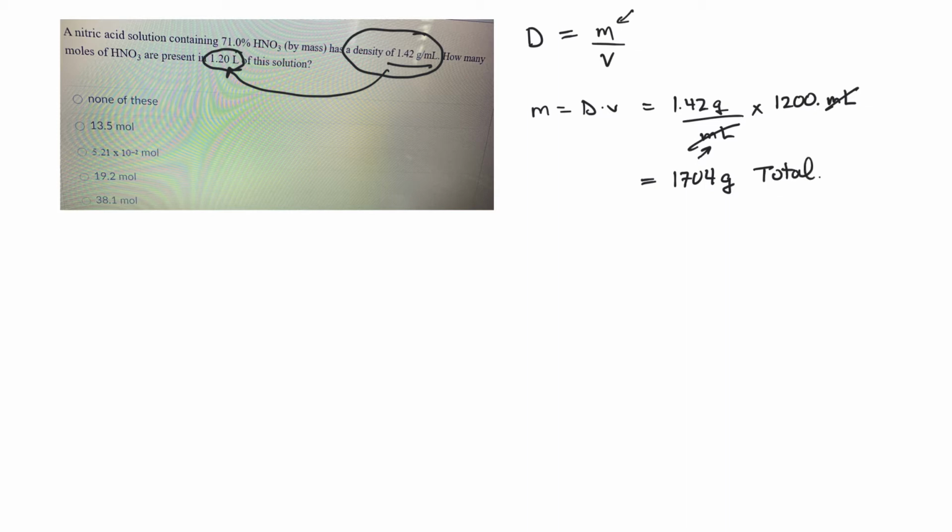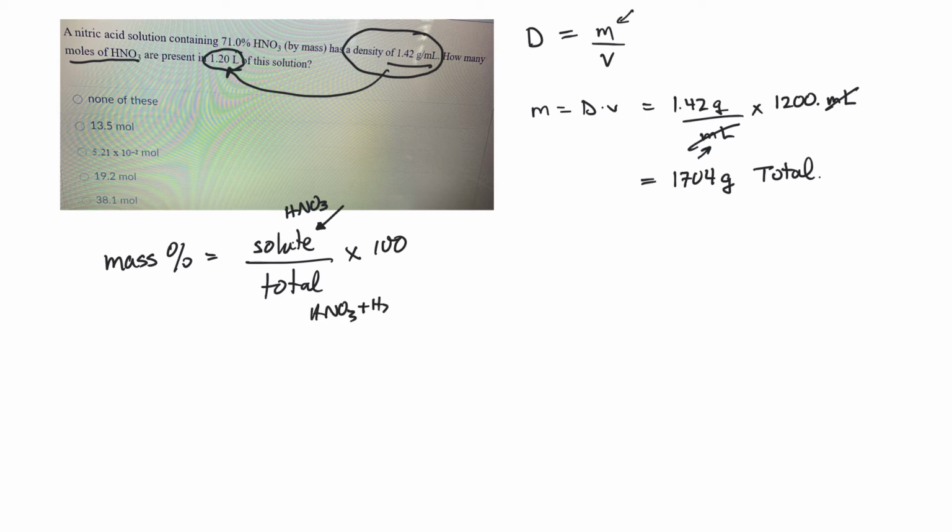Then they say they have 71% nitric acid. So if you look at our mass percent formula, its mass percent is equal to how much is in the solute over the total solution times 100. And what we're wanting to get is the moles of nitric acid. So we want to figure out the solute. And the solute is our nitric acid, and the total would include nitric acid and water. But we want to figure this top one out.